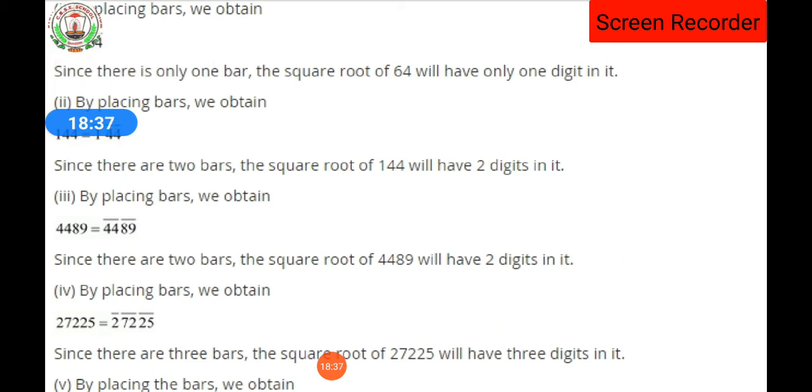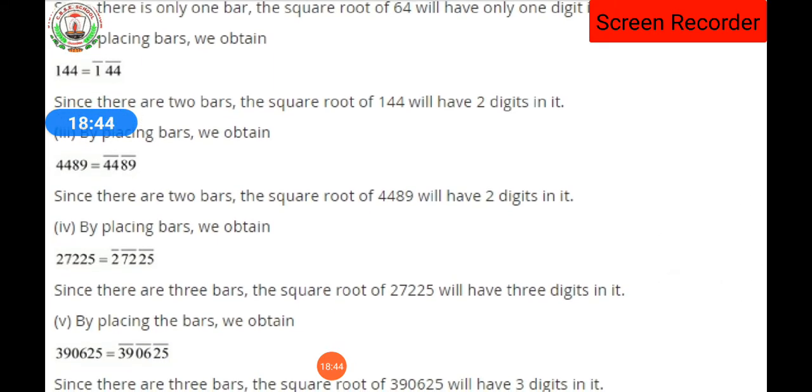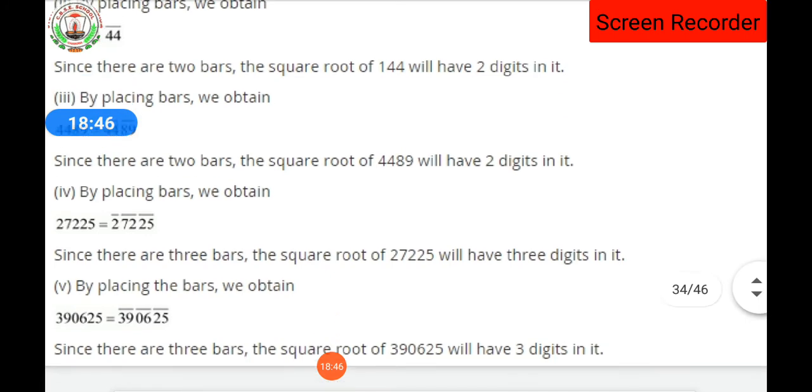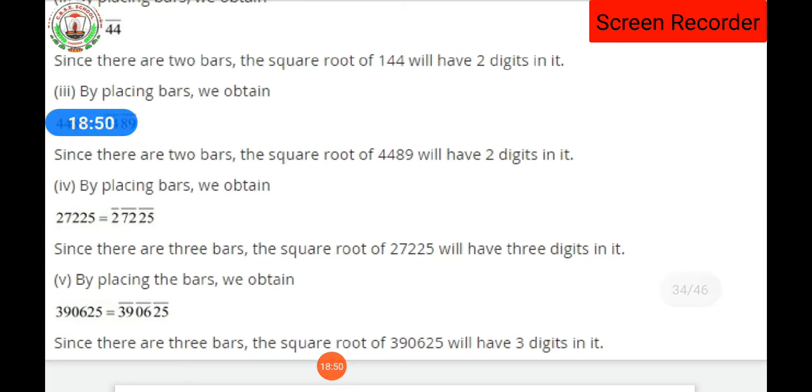Okay, next, 27,225. So how many bars will be there? 3 bars will be there, that means a 3-digit square root will be there. In the same way, moving towards the last question of this exercise, by placing a bar we can see the 3 bars in the number, so the square root of 39,625 will be a 3-digit number.